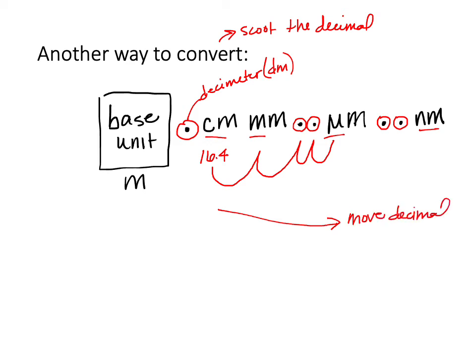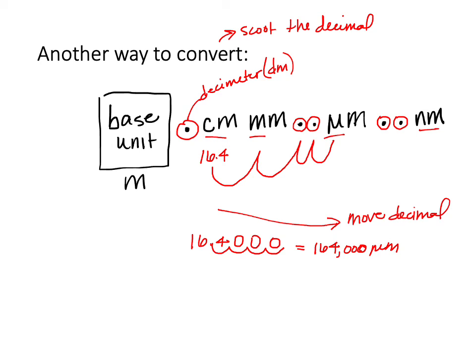So what I would do is take 16.4 and scoot it 1, 2, 3, 4. And everywhere there's an open loop, I'm just going to fill that in with a 0, which gets me to 164,000 microns. So same answer, but rather than do the math, I'm just visually scooting my decimal. You can do this in the opposite direction too.